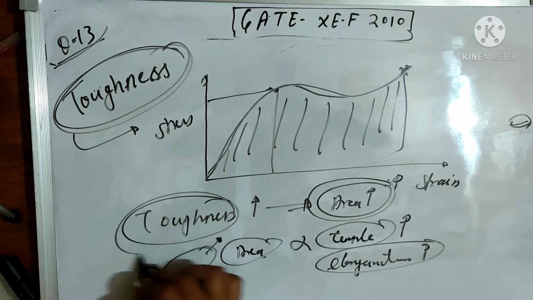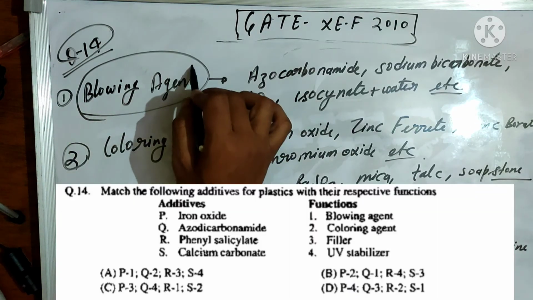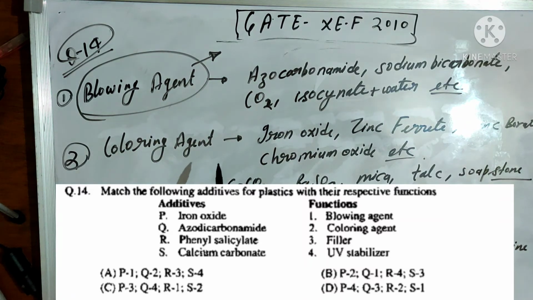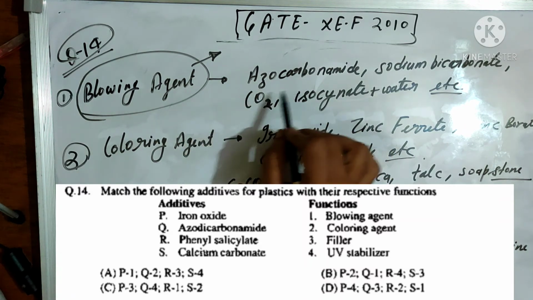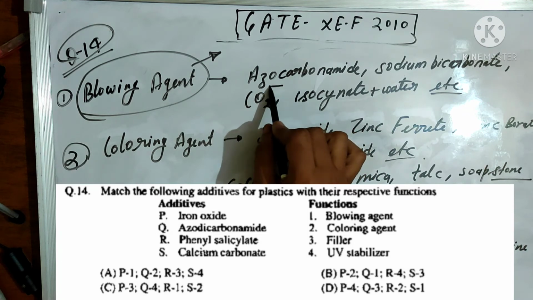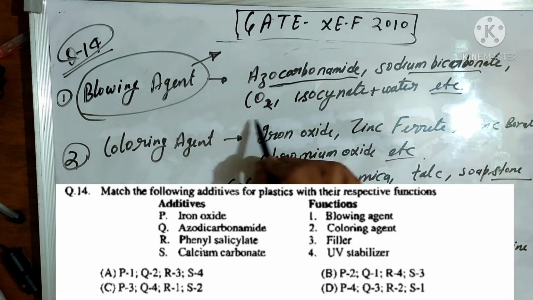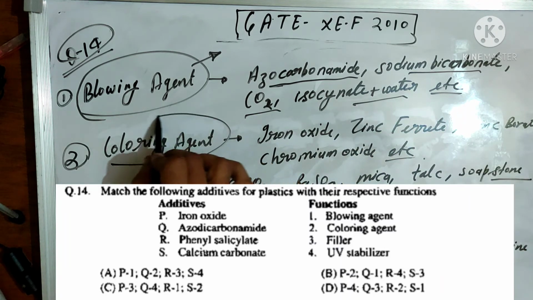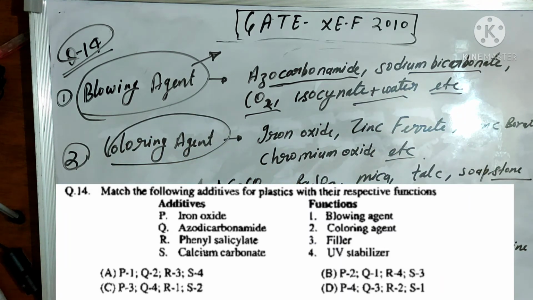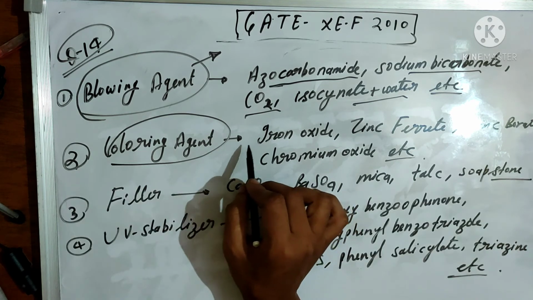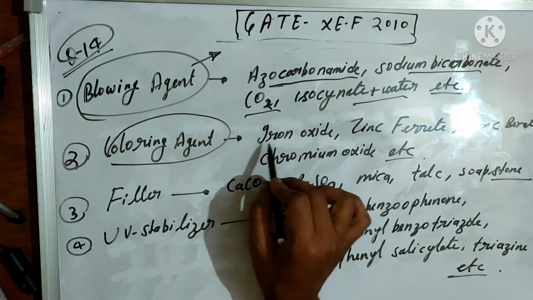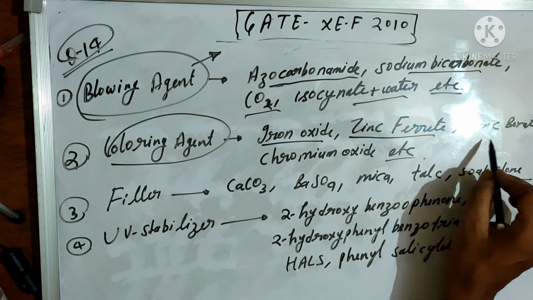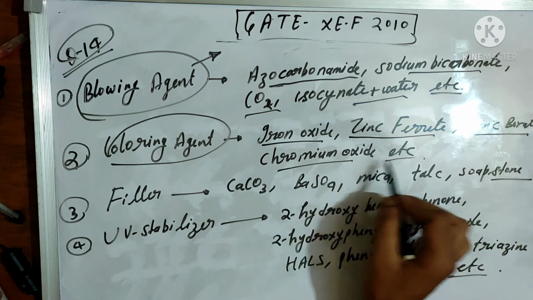Blowing agent is used in the making of polymeric foam to create bubbles in the polymer. Some examples of blowing agents are azocarbamide, sodium bicarbonate, CO2, isocyanate plus water, and more. The coloring agent is used to impart color to the polymer product. Some examples of coloring agents are iron oxide, zinc ferrate, zinc borate, chromium oxide, and more.